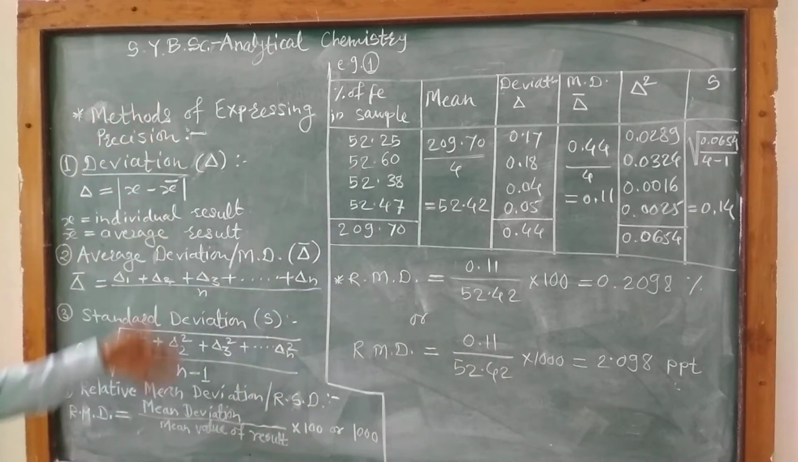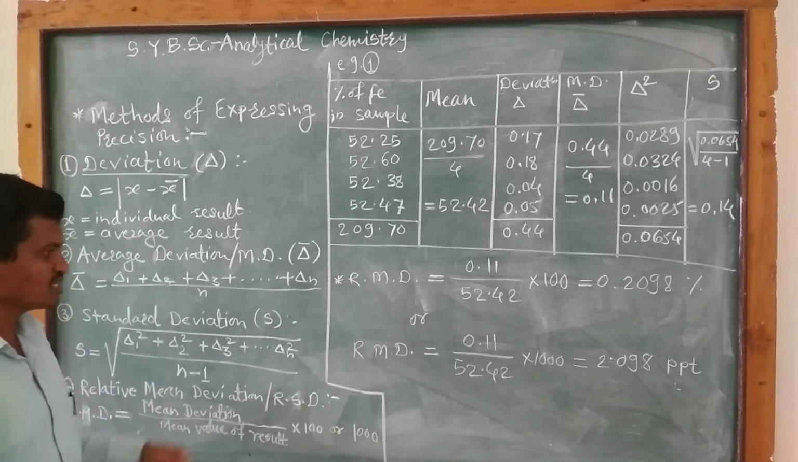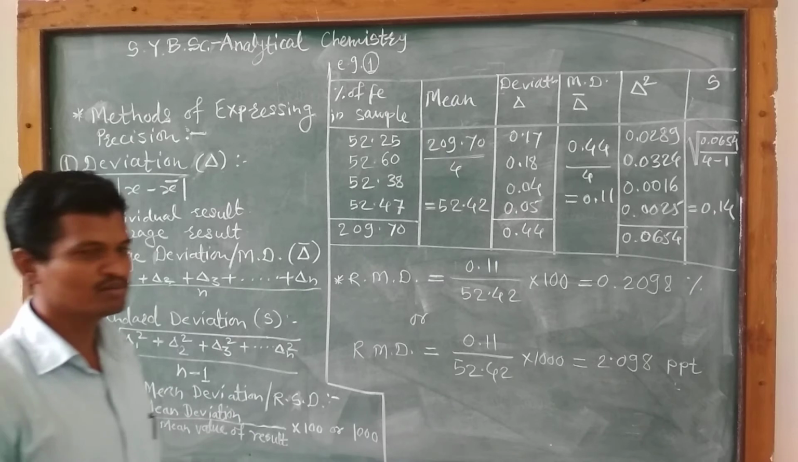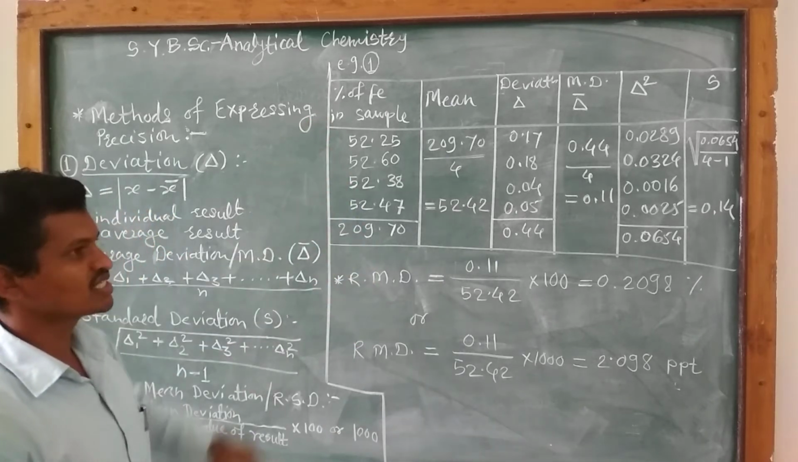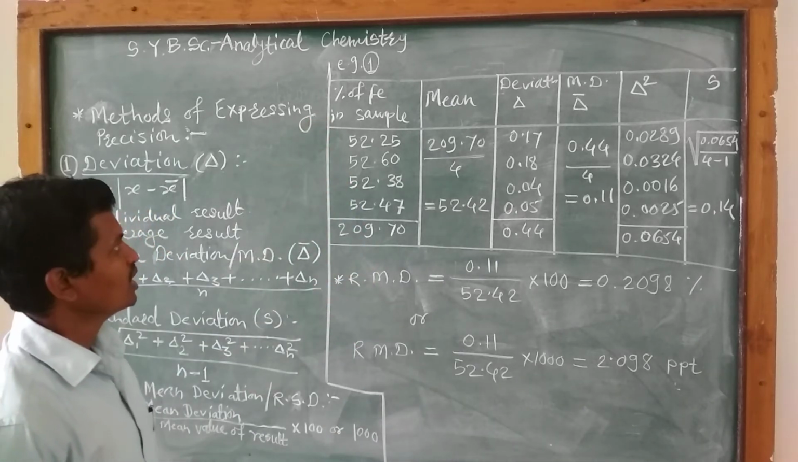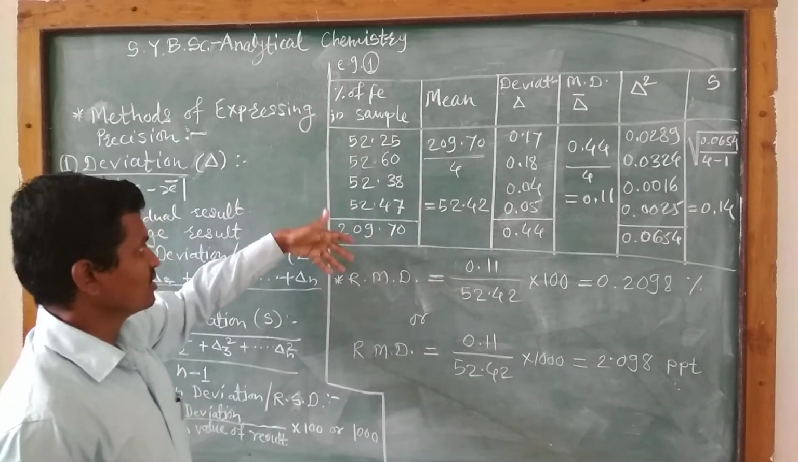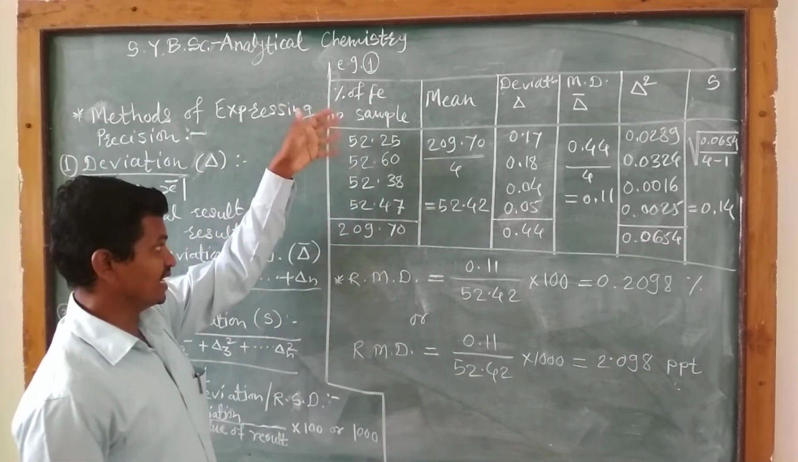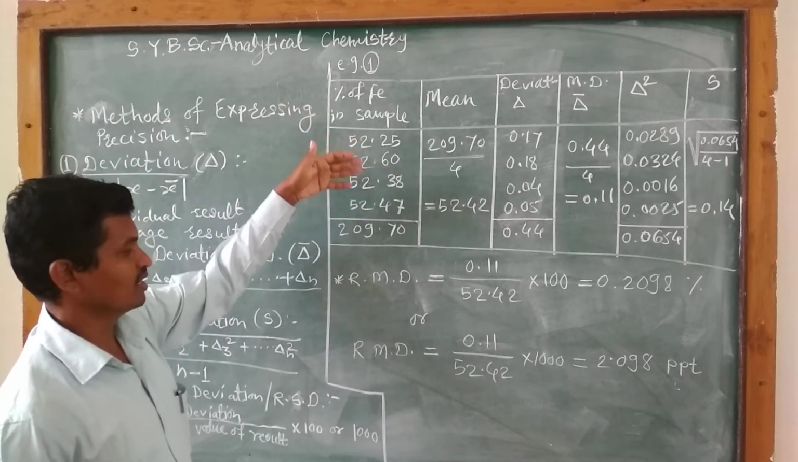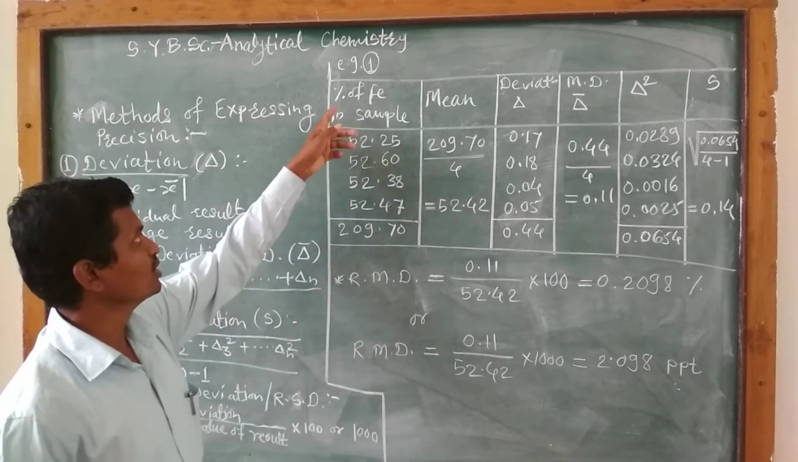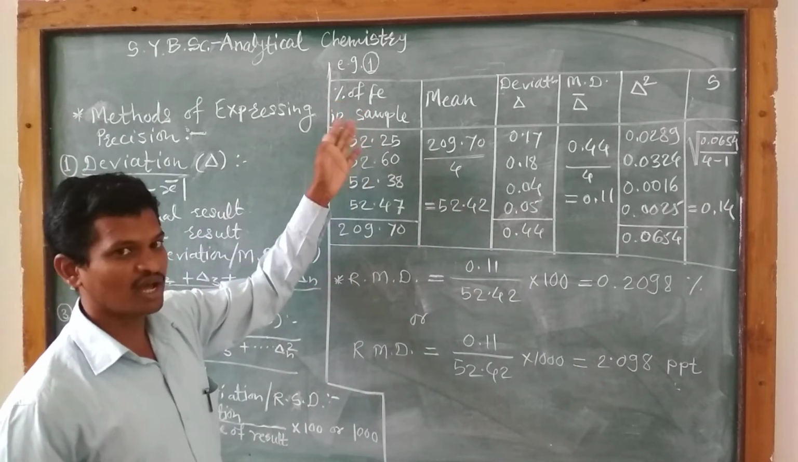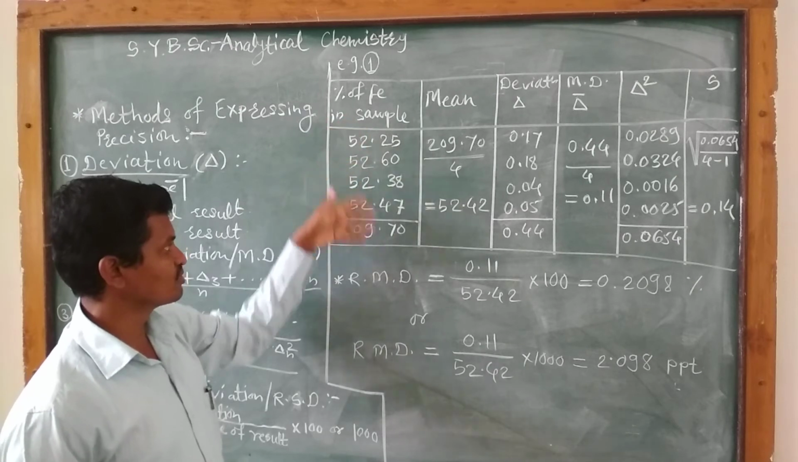Okay, so these are the main four methods for expressing the precision. Then on the basis of that, we have some numerical problems. Let us say this is the first example or first problem. So this is the data given in the numerical problem. The percentage of iron in the sample is in this way.